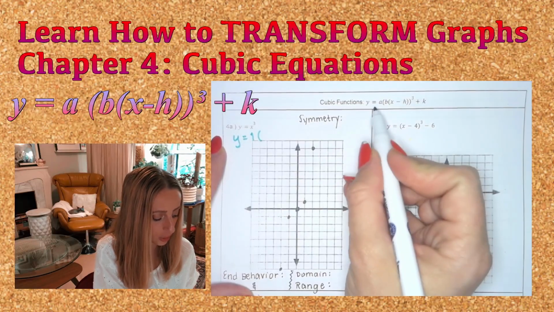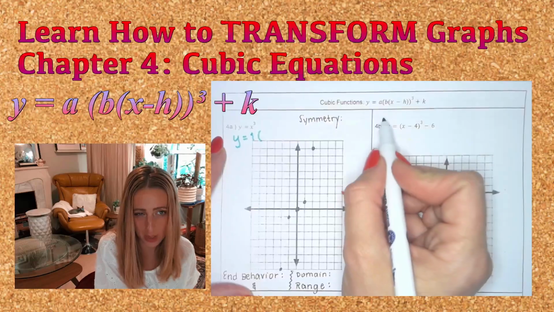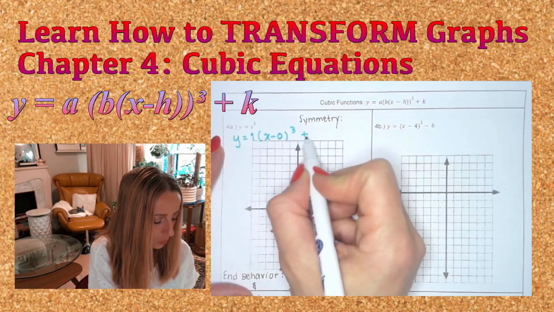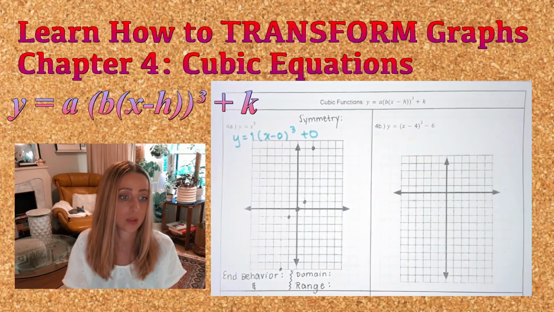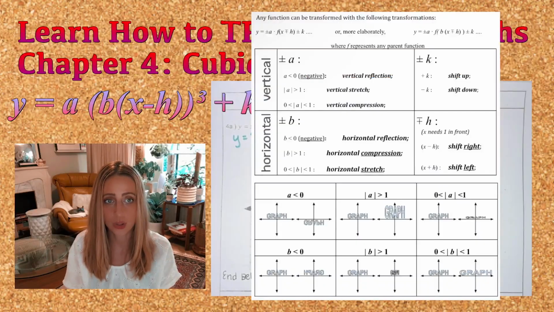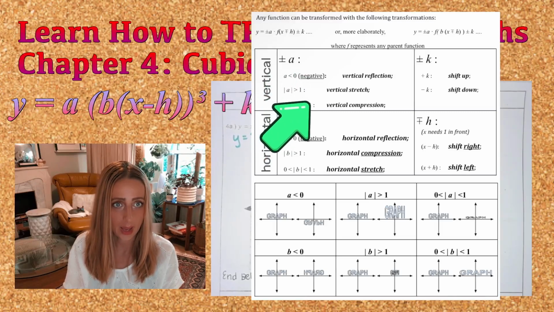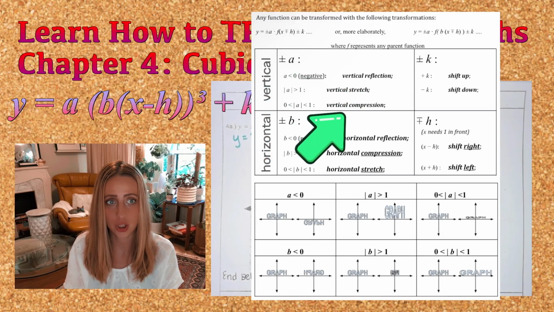If we wanted to look at it from the standpoint of a, h, and k, I'm going to kind of ignore b for now. It's x minus 0 cubed plus 0. That all means what, you may ask? The rules are as follows. So here A is going to cause either vertical reflection, stretch, or compression.